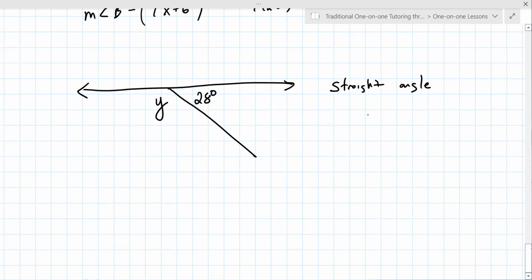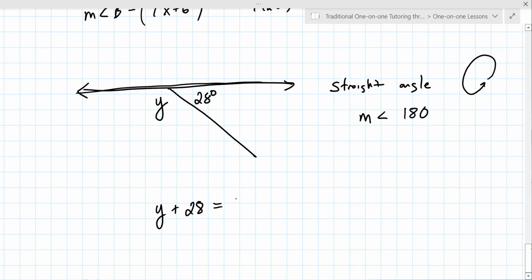What is the measure of a straight angle? It's like 360 degrees. Nope, that's if you go all the way around a circle. We're not going all the way around a circle. It's a straight line, 180 degrees, because the straight angle is 180. So y plus 28 equals 180.